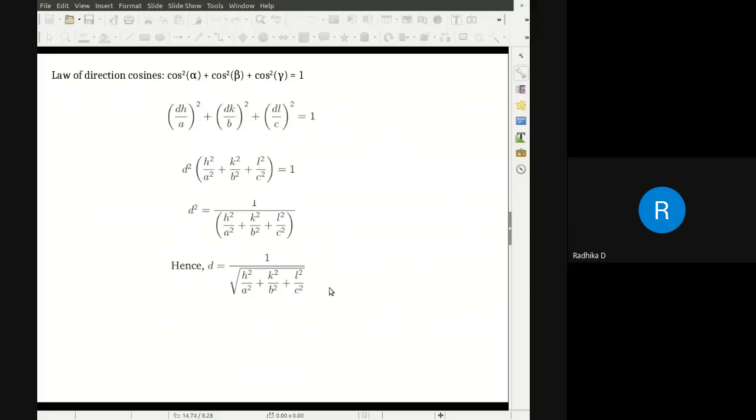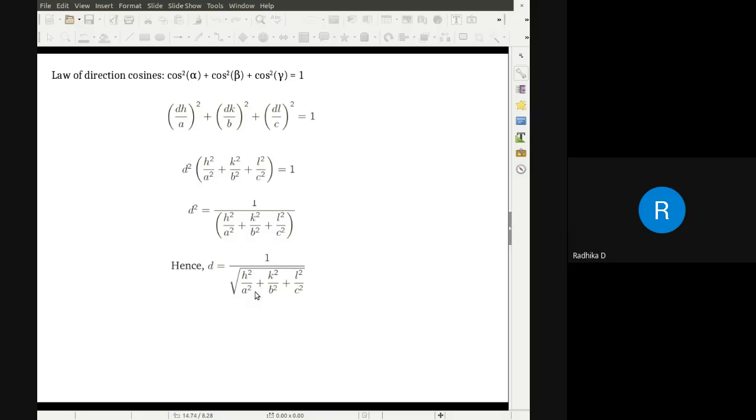Miller indices h, k, l and lattice parameters a, b, c. This is valid for any crystal system. You have studied 7 crystal systems, right? For all those crystal systems, this expression is valid. This is a common expression for finding the interplanar distance in terms of the Miller indices of the plane and the lattice parameters of the crystal a, b, c.